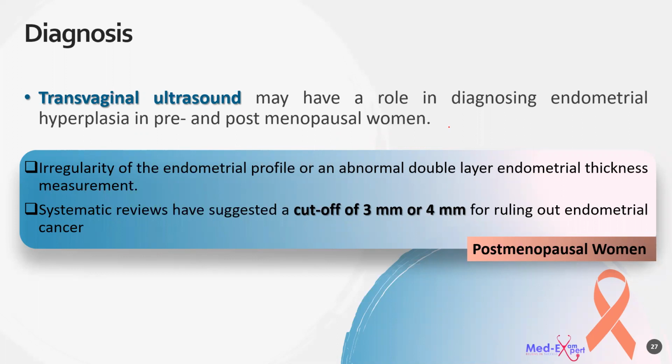And the cutoff value of the endometrial thickness in postmenopausal women is suggested to be 3 or 4 millimeters to rule out endometrial cancer. If we have endometrial thickening of more than 3 or 4 millimeters, especially if the patient is symptomatic and complaining of abnormal uterine bleeding, this could be an alarming sign, and we have to diagnose this case immediately by taking an endometrial sample.